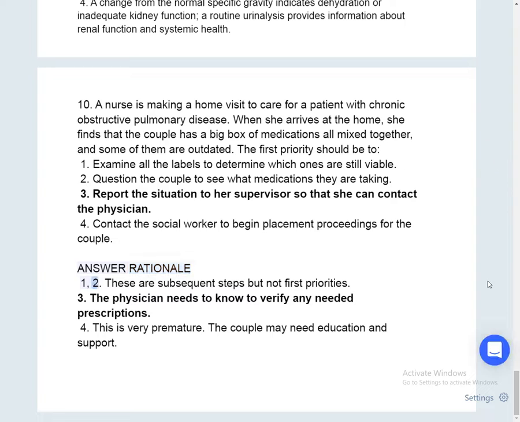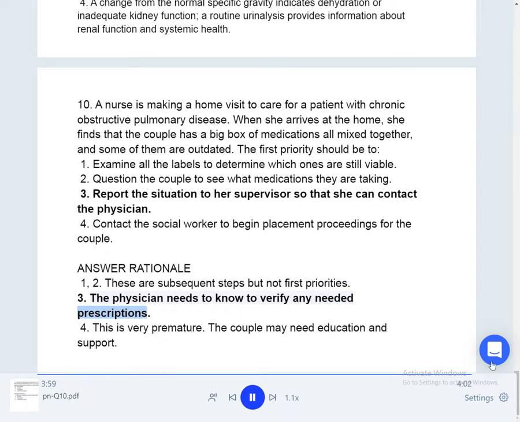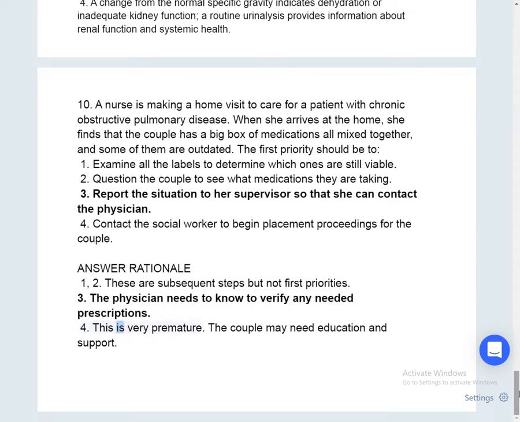Answer. Rationale. 1, 2. These are subsequent steps but not first priorities. 3. The physician needs to know to verify any needed prescriptions. 4. This is very premature. The couple may need education and support.